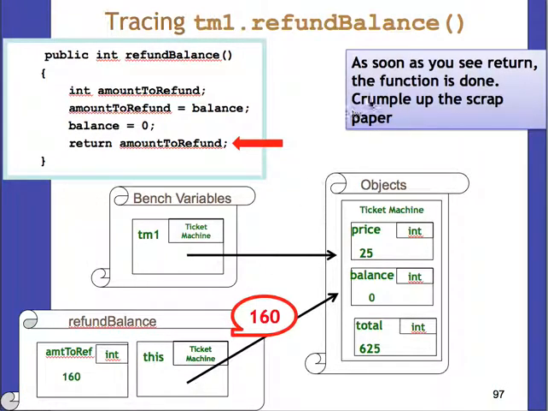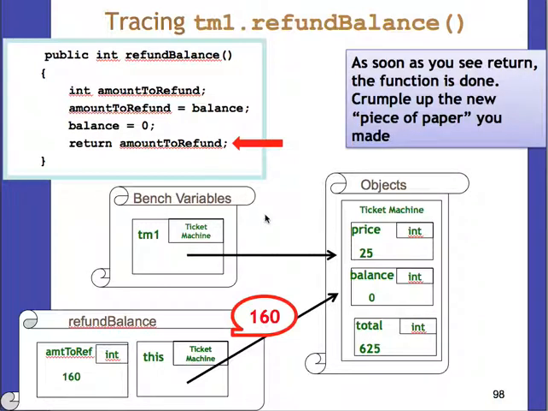Okay. After you've seen return, the next thing that you do is you crumple up the piece of paper. We're done. We just did a return. So we're going to crumple up the piece of paper that we made. Crumple. And now we're done running the method. We're back up to wherever we were when we typed that TM1 dot refund balance.